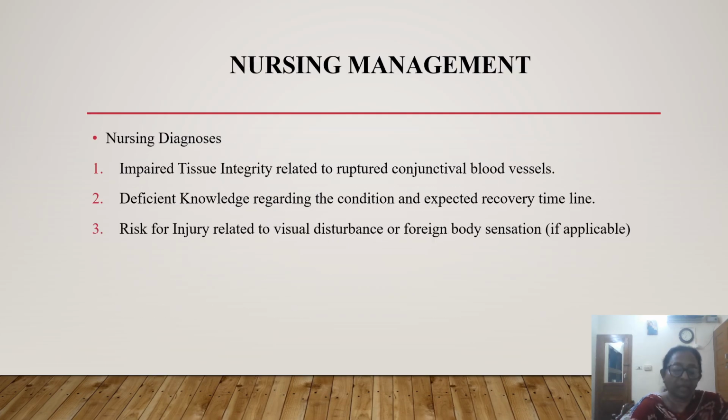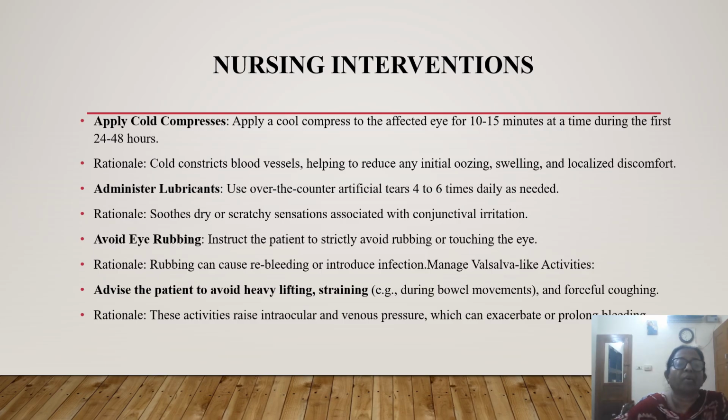Nursing management. Nursing diagnoses include impaired tissue integrity related to ruptured conjunctival blood vessels, deficient knowledge regarding the condition and expected recovery time, and risk for injury related to visual disturbance or foreign body sensation. Nursing interventions: apply a cold compress. The rationale is that cold constricts the blood vessels, helping to reduce any initial oozing or swelling and localized discomfort. Administer lubricants, which soothe the dry or scratchy sensation associated with conjunctival irritation.